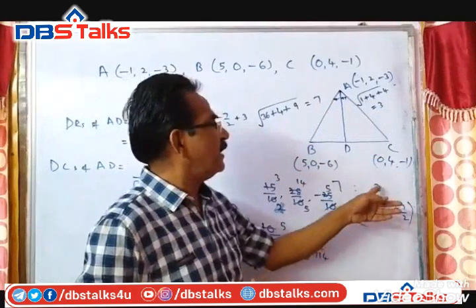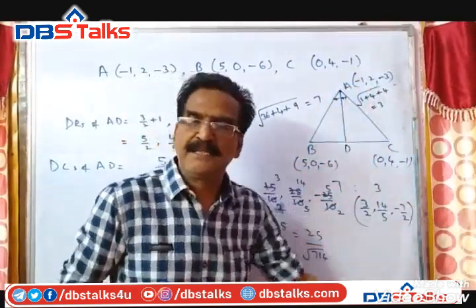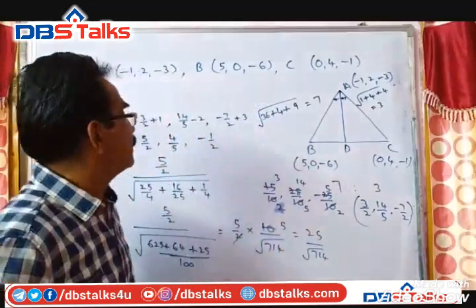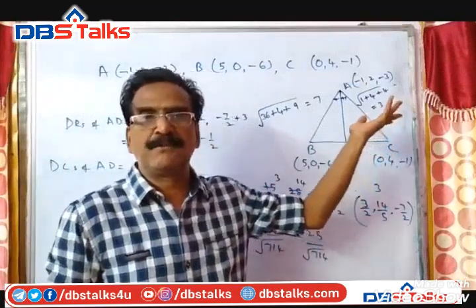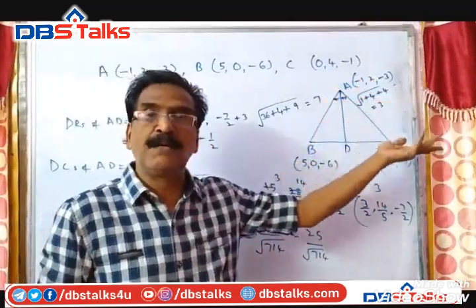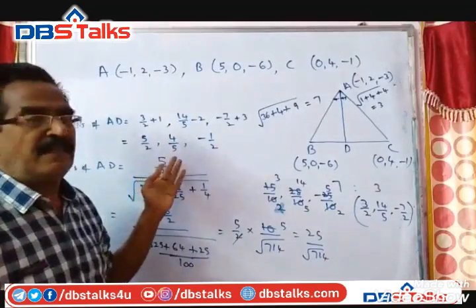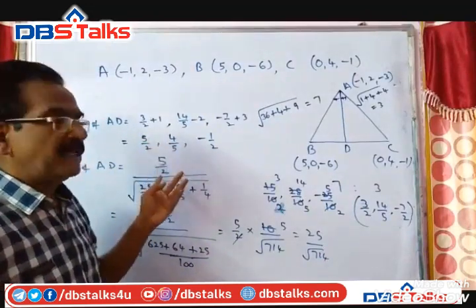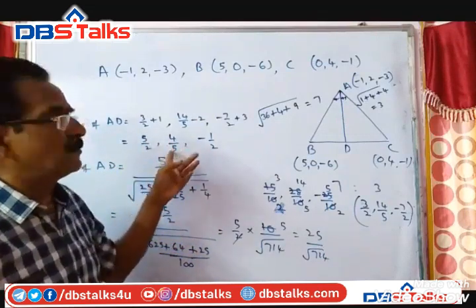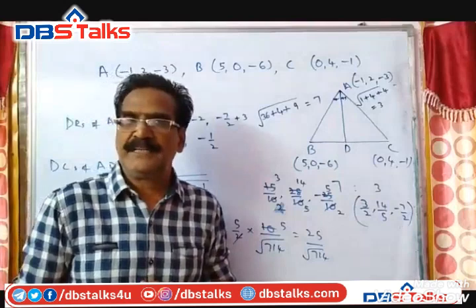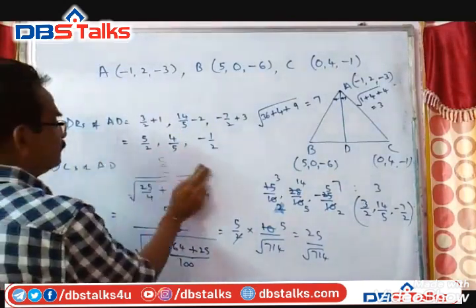After finding D, you can find the direction ratios of AD. Direction ratios of AD, you know, are x2 minus x1, y2 minus y1, z2 minus z1. And after that, the direction cosines are each ratio divided by the root of this square plus this square plus this square. Okay, friends, that is our first question today.